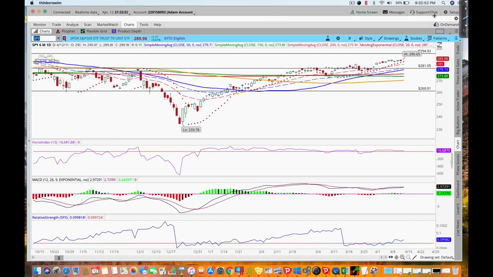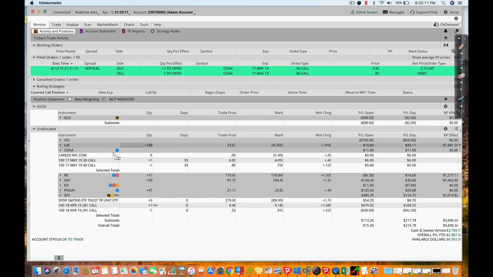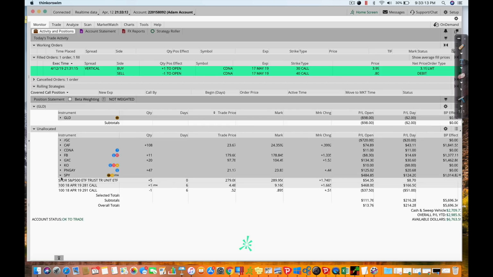Okay, so I think it's time to take profit on my SPY call spreads. Right now the SPY is at 289.96, so about 290. And the date is the 12th of April. So I'm going to take profit on, let me see, which one is that? Yeah, this is the one. Okay, so I'm going to take profit on my SPY calls.